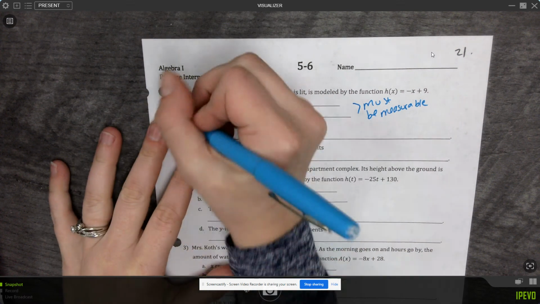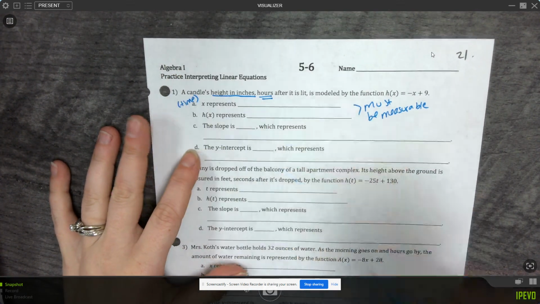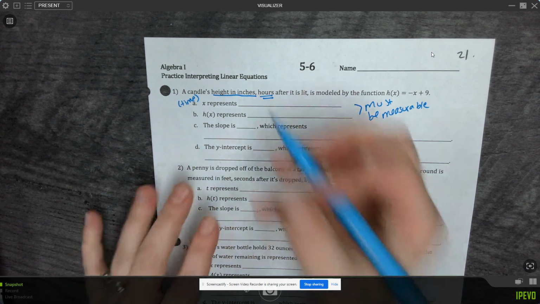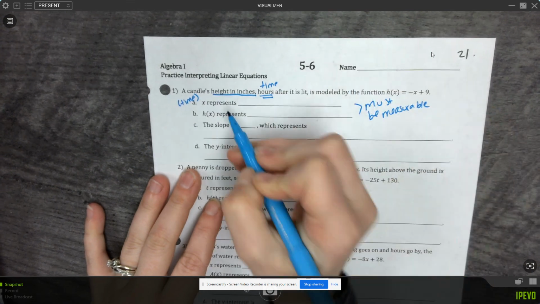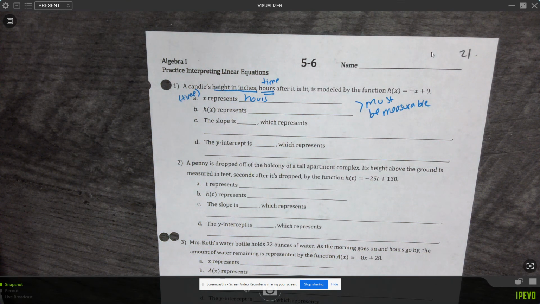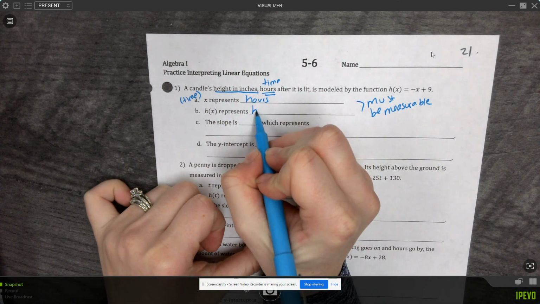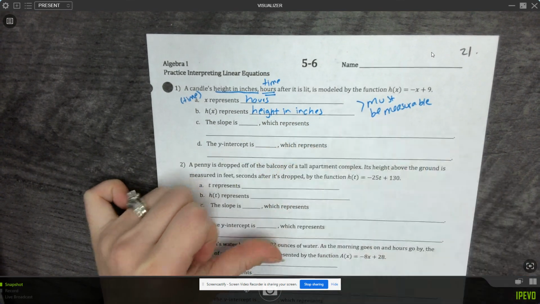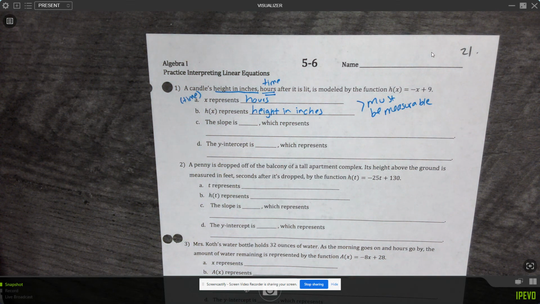X is going to be the time. And h of x is going to be the other thing. So in this problem, which one is time? Hours. So x represents hours. And h of x is going to be the other thing, which in this problem is height in inches. Figure that out for every problem. What are the 2 things being measured? You are looking for the word or phrase that tells you 2 things that are being measured.